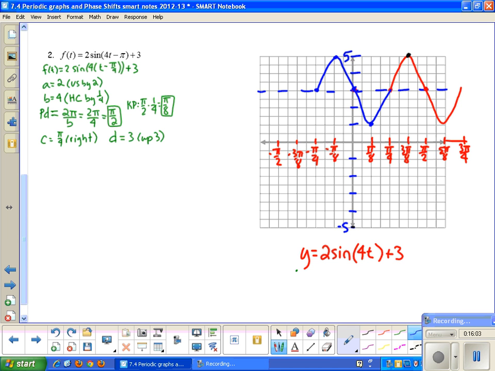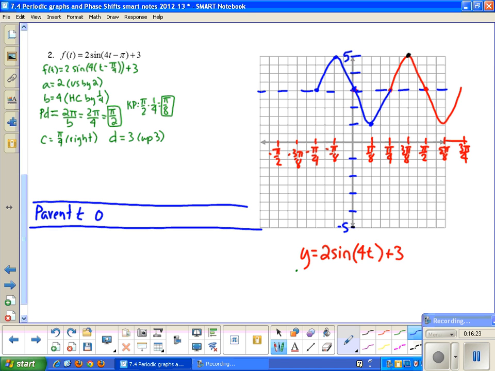And of course, I could keep going because remember, these graphs have a domain of negative infinity to infinity, so it doesn't stop there. If you want to make the table, you can do that. So now I'm going to do the table. So I start with my parent t-values. And of course, my parent t-values are 0, pi over 2, pi, 3 pi over 2, and 2 pi.